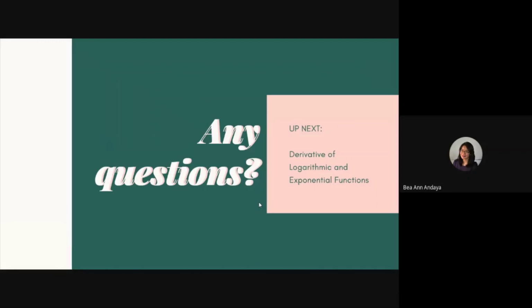So sana may natutunan kayo. Do not forget, you have to memorize the formulas for the derivative of inverse trigonometric functions. You have to recall the formulas in differentiation. And lastly, you should always simplify your answers.